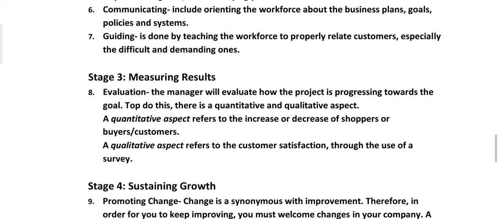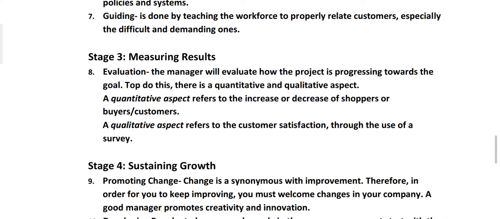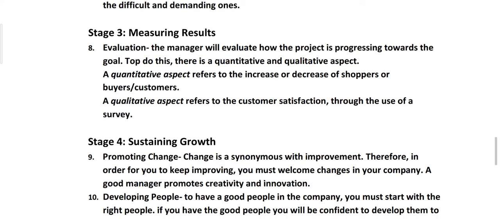Stage 3, measuring results. Evaluation. The manager will evaluate how the project is progressing towards the goal. To do this, there is a quantitative and qualitative aspect. A quantitative aspect refers to the increase or decrease of shoppers or buyers, customers. Okay. So, quantity, syempre, it involves numbers. Kumbaga, numbers of customers na nagpupunta, let's say, sa iyong restaurant. Gaano karami ba yung nagiging customers nyo per week or per month? Ganun po.